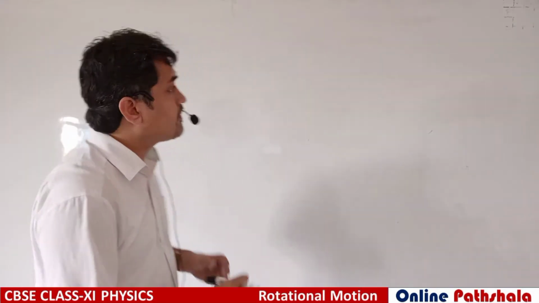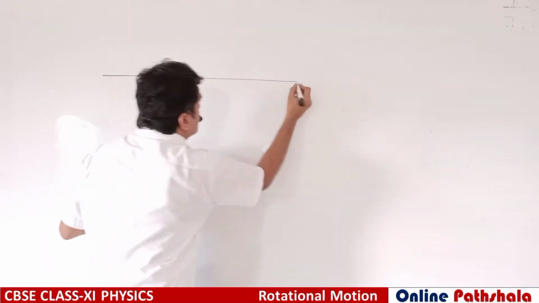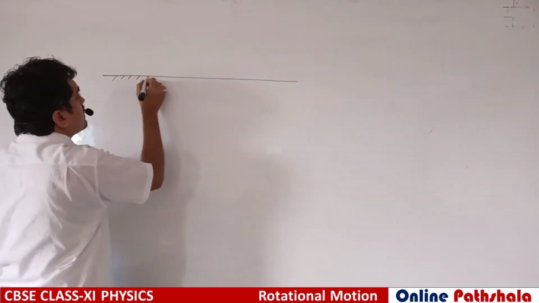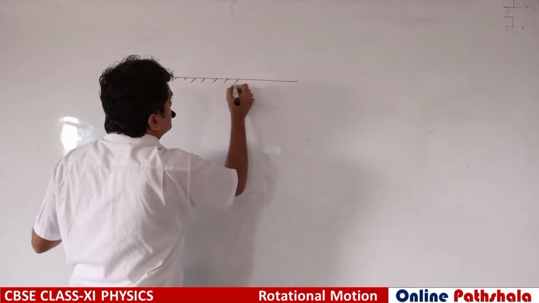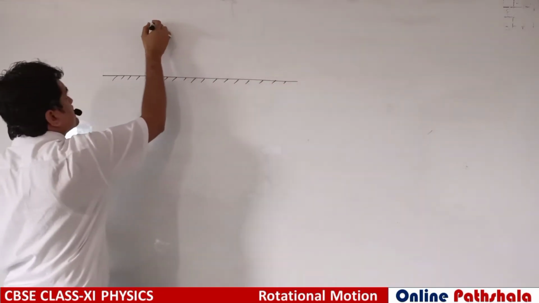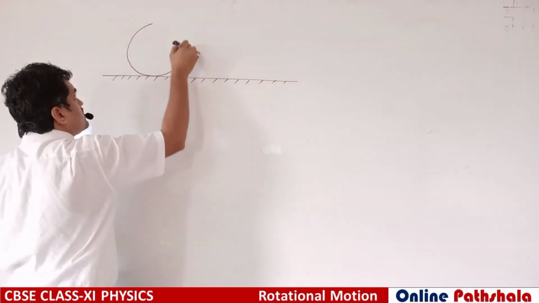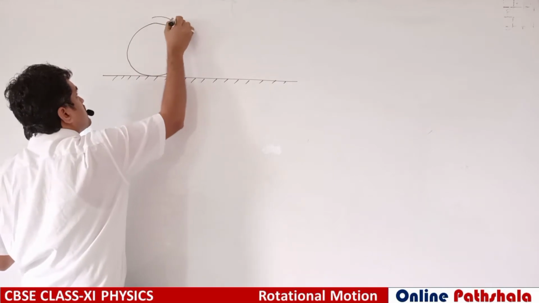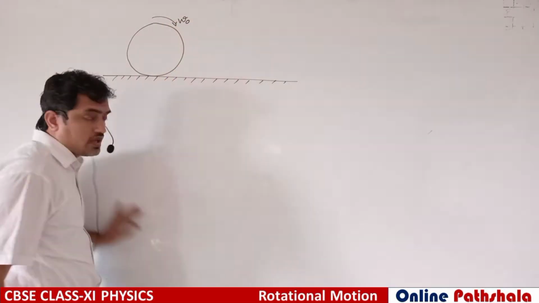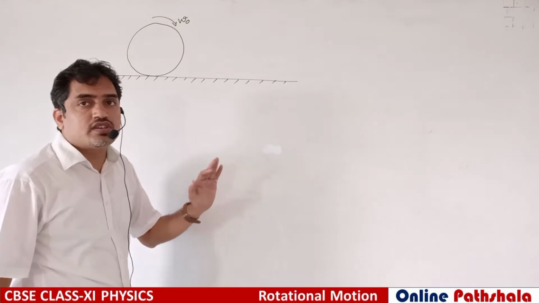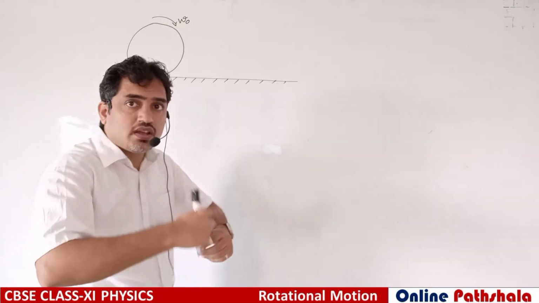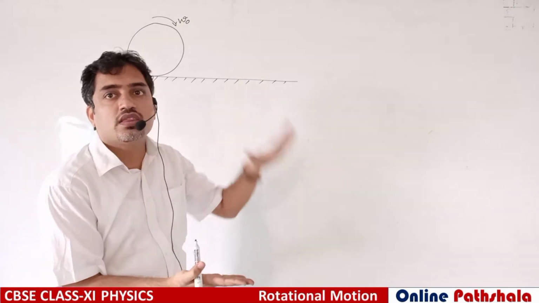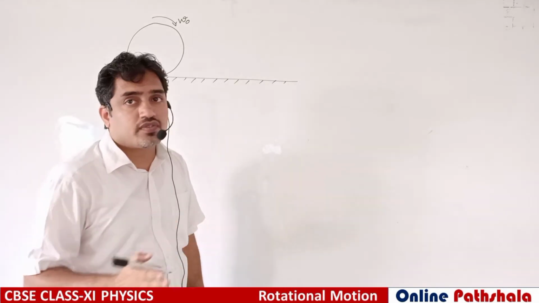We are taking another example of rolling. What we are doing, we are placing a circular disc. In this case we are talking about a circular disc, initially rotating with omega naught, having translatory velocity equal to 0. It is rotating and we are placing it on a horizontal rough surface.